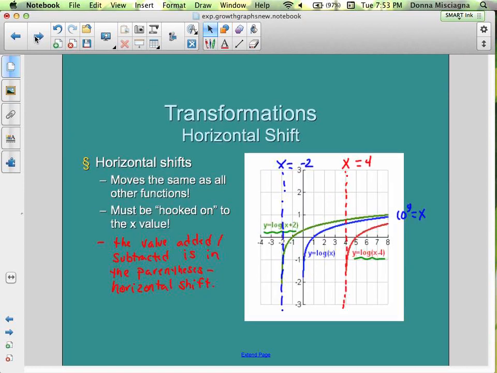Horizontal shifts, there we go. All right, so horizontal shift moves the same as all the other functions. It's got to be hooked on to the x value, so it has to be in parentheses.